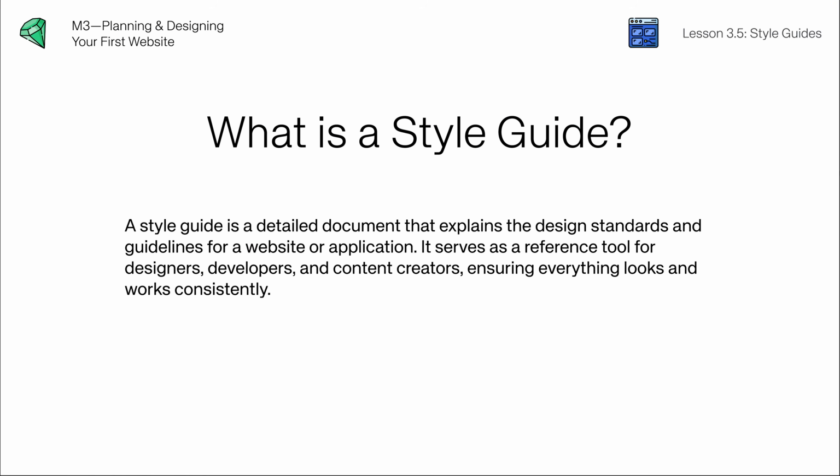A style guide is a detailed document that explains the design standards and the guidelines for a website or application. It serves as a reference tool for designers, developers, and content creators, making sure that everything looks and works consistently. A style guide usually includes information about the brand's identity, such as how to use the logo, the color palette, typography, and icons. It also outlines design principles like layout, grids, spacing, and alignment rules.